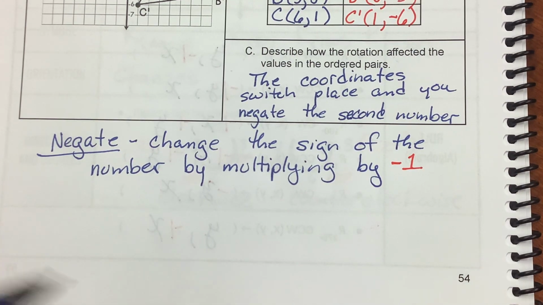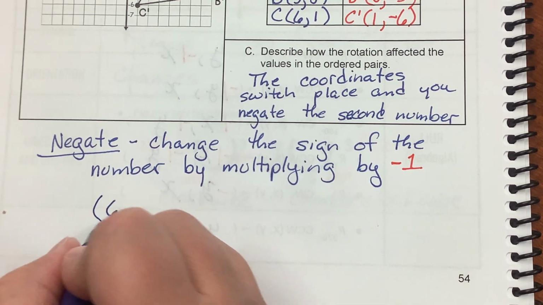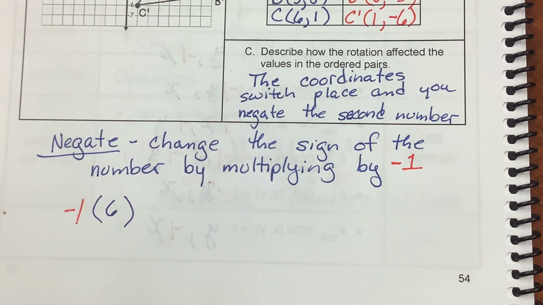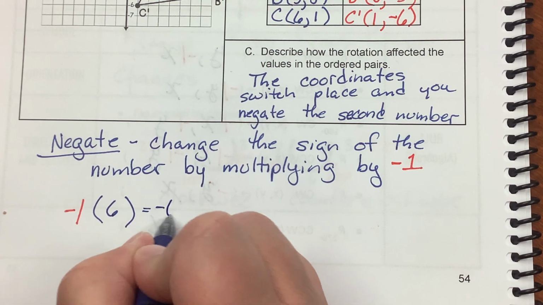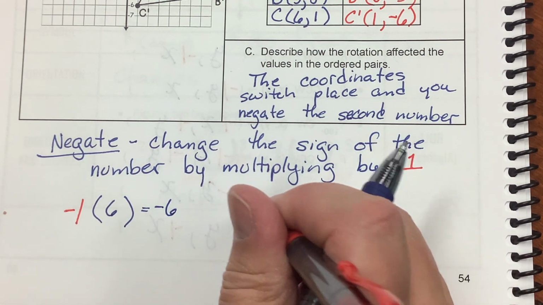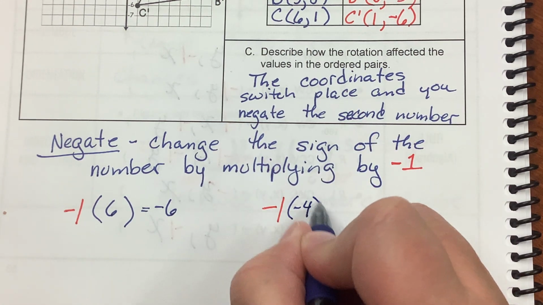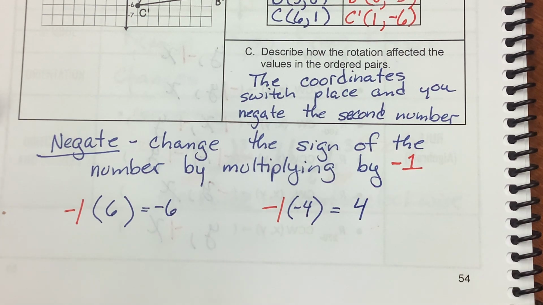So to negate 6, you would multiply it by -1. So this would be negate 6. -1 times 6 is -6. To negate -4, -1 times -4 would be +4. So multiplying by -1 changes the sign of the number, and the official term for that is negate.